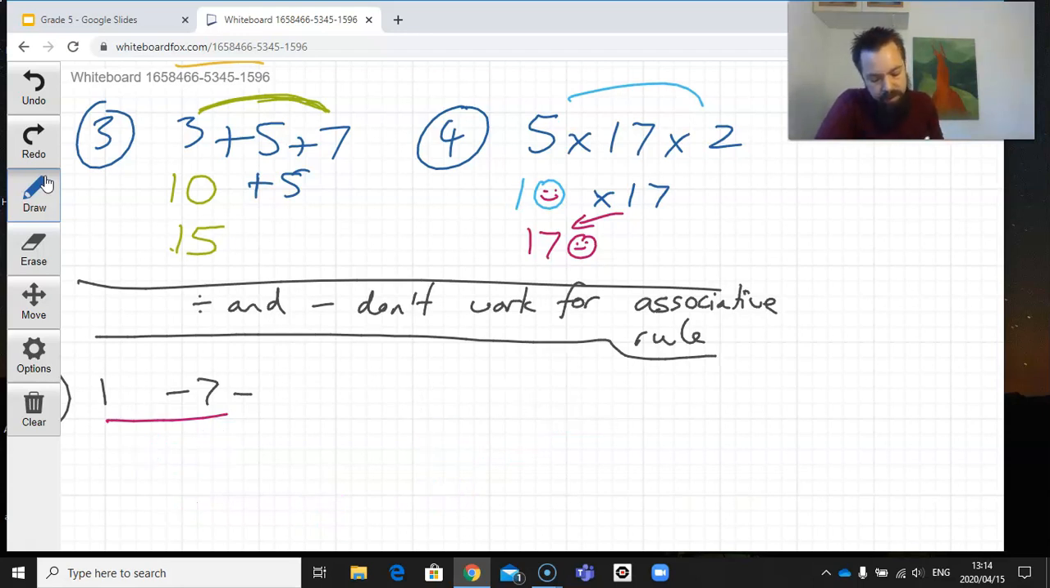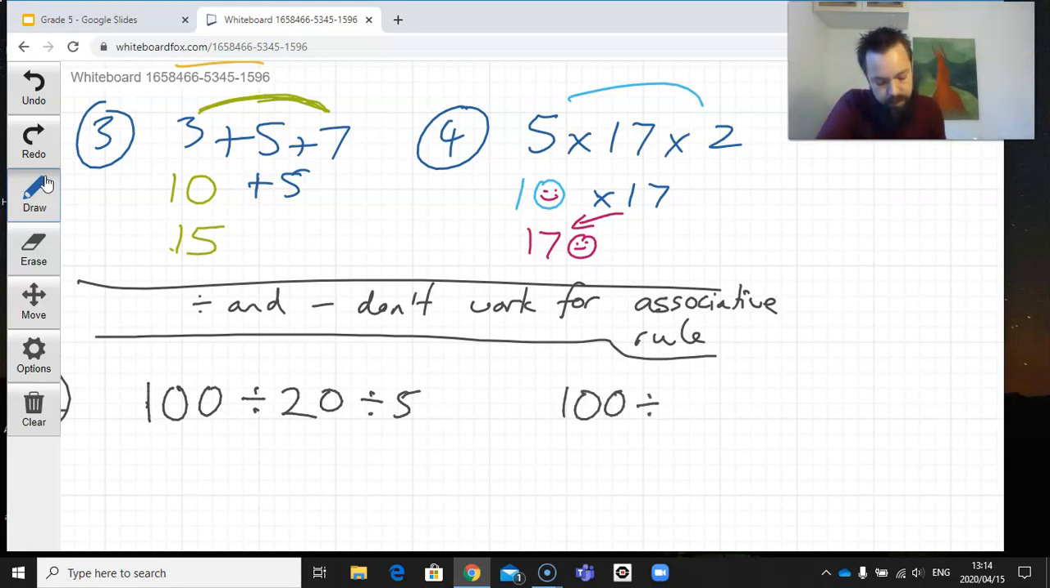Let's have a look at one with division. So we're going to do 100 divided by 20 divided by 5, and then 100 divided by 20 divided by 5. We're just going to change what we do first. So on this side, I will do this first. So 100 divided by 20 is 5. I'm jumping a little bit. I know that that is something I should probably explain. But otherwise, we're going to run out of time. Take my word for it that 100 divided by 20 is 5. If I divide that by 5, 5 divided by 5 gives me 1.